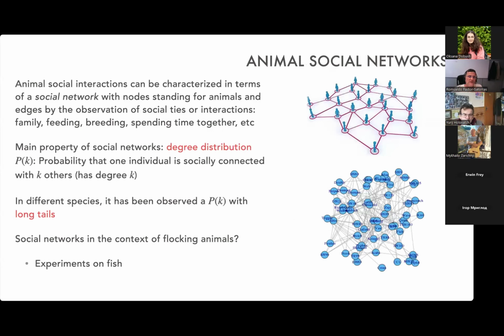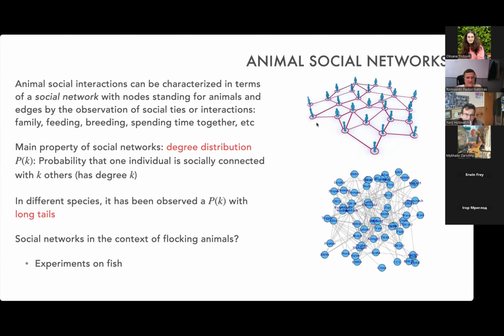So if we want to take into account these social interactions, it is better to represent our set of animals in terms of a social network, in which the nodes stand for the animals, and the edges in the network stand for social interactions. This sort of animal social network has been measured, for example, by detecting family or feeding interactions between different animals, measuring the time spent together, etc. And this has been observed in different social animals.